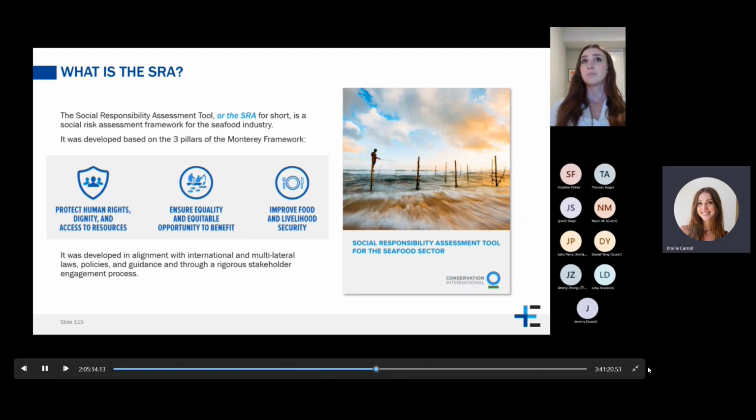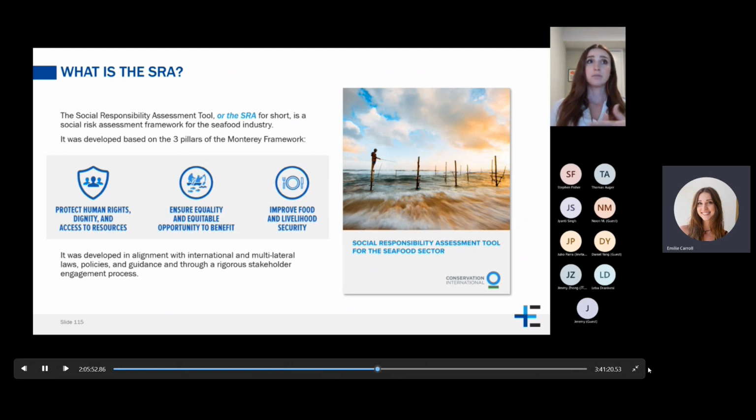And then principle 3 here is improve food and livelihood security. So in order to be a truly sustainable fishery, thinking to the sustainable development goals, for example, food and livelihood security are 2 really key components to understanding human rights and social responsibility in seafood supply chains. So this whole principle is really focused on making sure that people are healthy and making sure that their livelihoods are protected if their livelihoods are reliant on the fishery, whether that's the unit of assessment itself or the fishery that they're operating on or competing resources with.